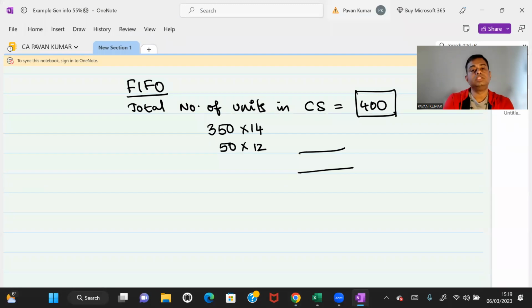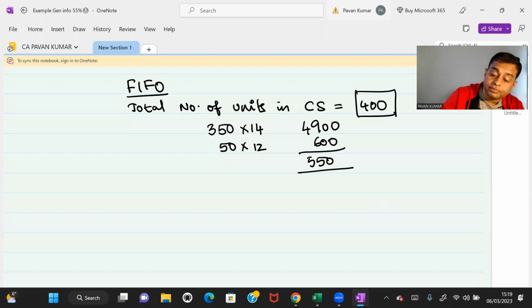Do you agree with me? 350 into 14, how much? Is it 4,900? 50 into 12, how much? Is it 600? Add both: 5,500. This is the inventory.